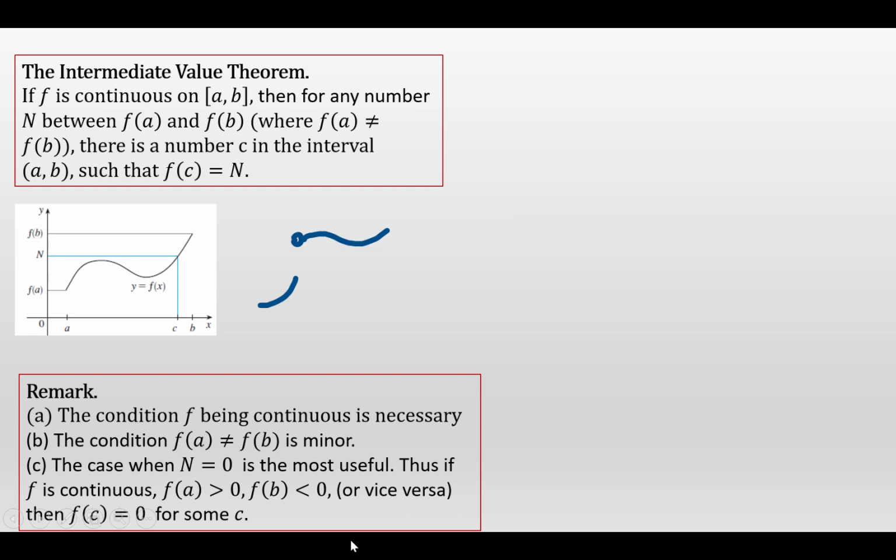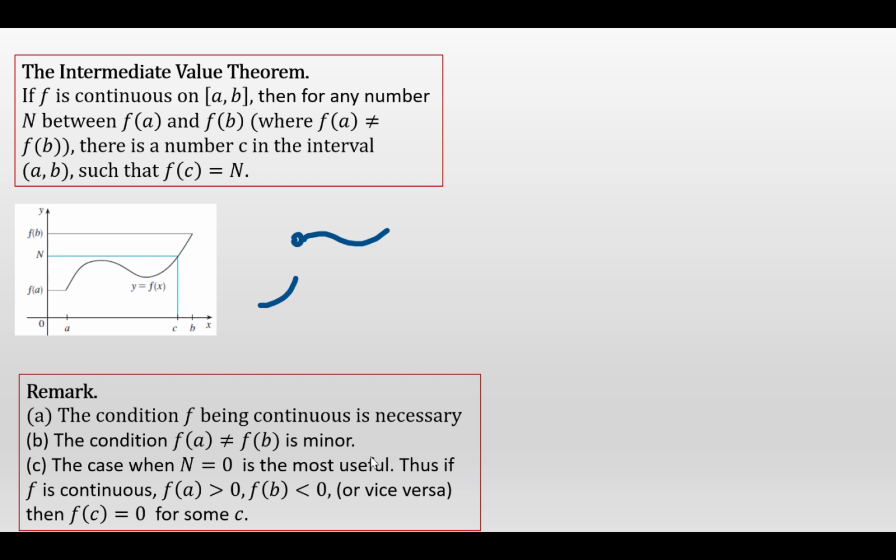My third remark, this is a very practically useful remark. The case when capital N is 0 is the most useful case. Let me make the statement here. In that case, the statement becomes, if f(x) is continuous on the interval [a, b], and f(a) is positive, f(b) is negative, or vice versa, in other words, f(a) is negative, f(b) is positive. Then the theorem says f(c) is equal to 0 for some c. In other words, f must have a root somewhere within the interval.